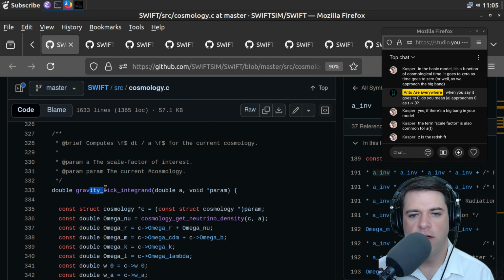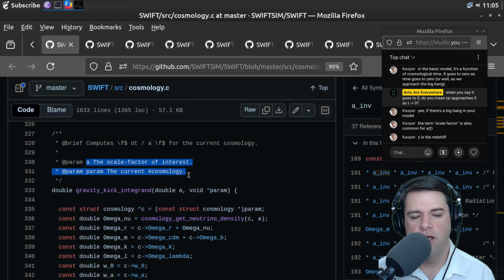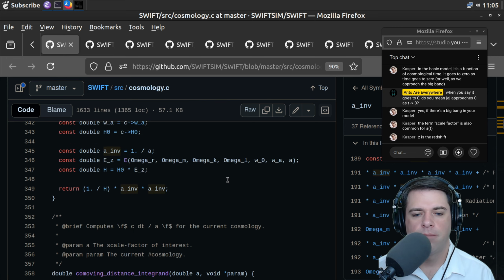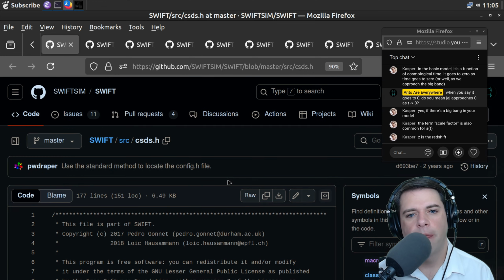Gravity kick integrand computes dt over A for the current cosmology. So dt should be change in time, I guess, and A is a scalar, right? A is the scale factor of interest, and the current cosmology is a parameter. Okay. So let's move along.